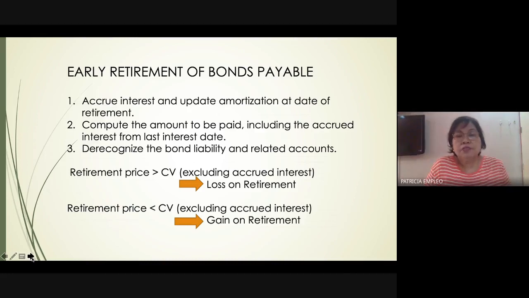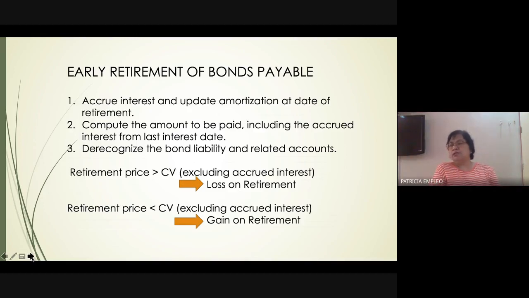Okay, so what are the accounting procedures? We go now to early retirement of bonds payable. If bonds payable are called in by the issuing corporation before maturity date, we have to do these accounting procedures. First, we need to update the accrual of interest and the amortization at the date of retirement. That is from the last interest date, or last year end, depending on the date of the retirement. Then you have to compute the amount to be paid. The amount to be paid is the retirement price.